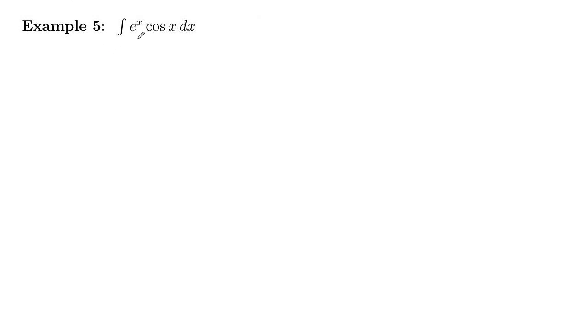In example 5, we want to consider the integral of e to the x times cosine x. Now this doesn't fit the standard pattern of a power times an exponential or a power times a trig. It's an exponential times a trig, but this also can be found using integration by parts.